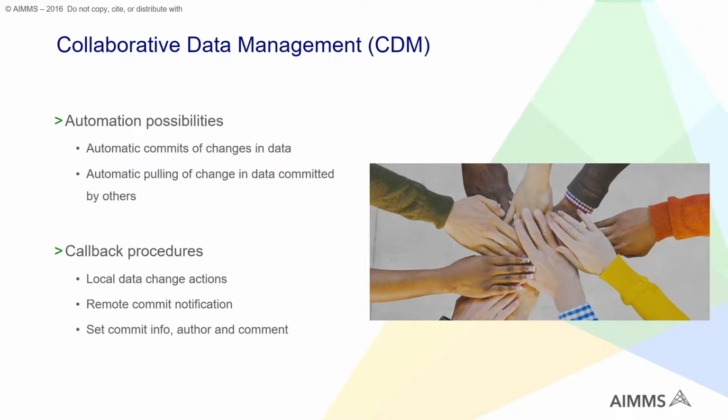And then we have also some callback procedures. So we can overwrite, for example, local data change actions. We can set a remote commit notification. So instead of pulling data automatically, we get a notification if a different user commits new data, so we can decide if we want to pull that fresh data or not. And then we can set information about the data set, about the author, or if there are any comments with the new data.